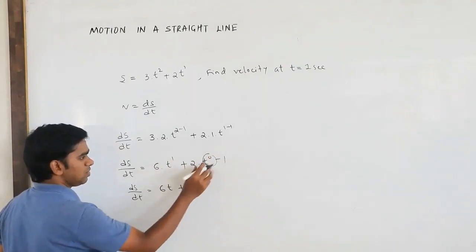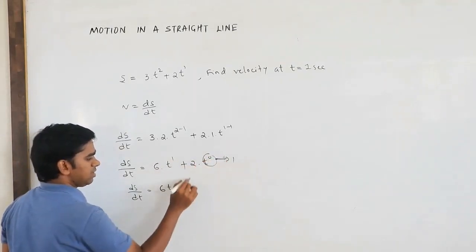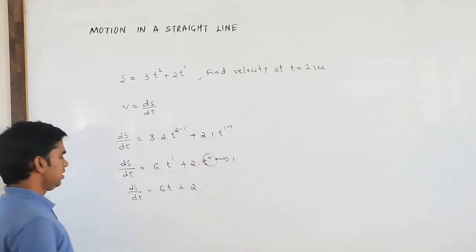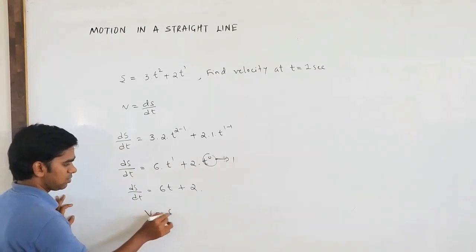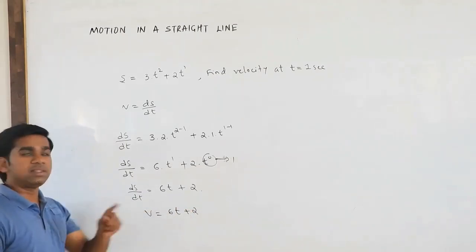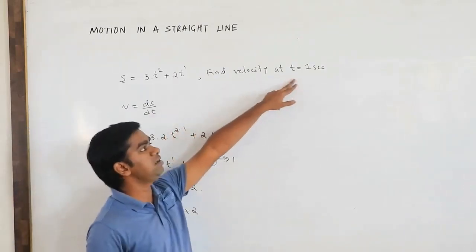So what can you write? Simply you can write 2. 2 into 1 is what? 2 only. Okay. So this is the velocity: velocity equals 6t plus 2. This is the general velocity, but what they are asking is to find velocity at t equals 1.